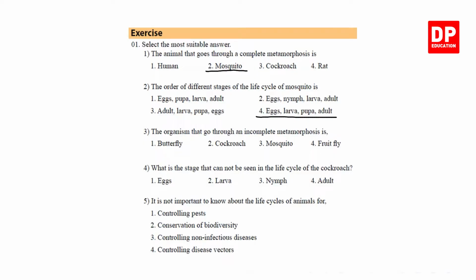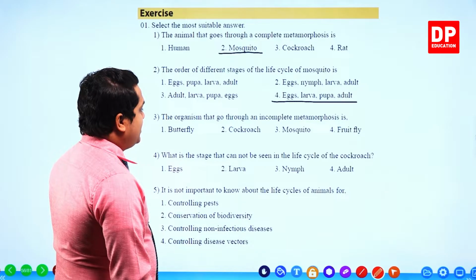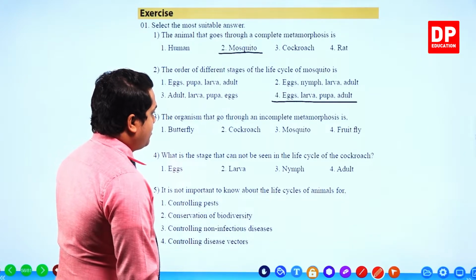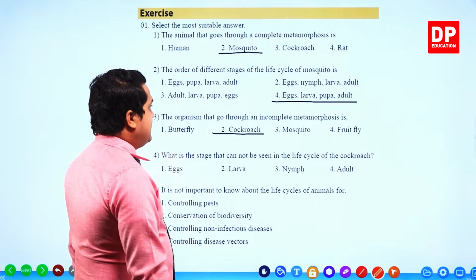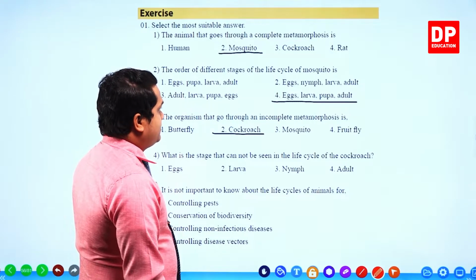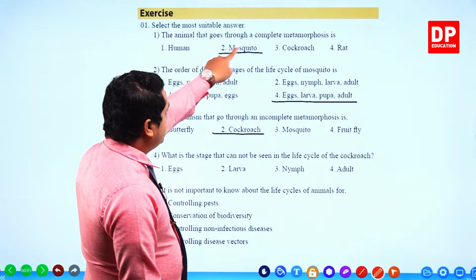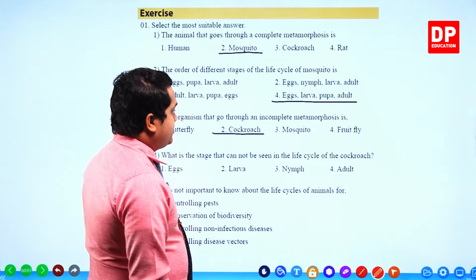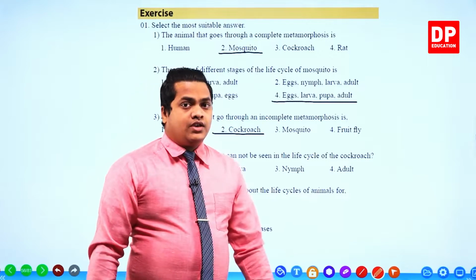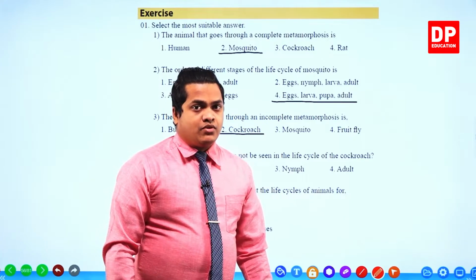The organism that goes through an incomplete metamorphosis. It's really obvious to us, my dear children. Cockroach is the organism undergoing incomplete metamorphosis. In the earlier case, complete metamorphosis, the mosquito. So, I told you cockroach is an organism going through incomplete metamorphosis.